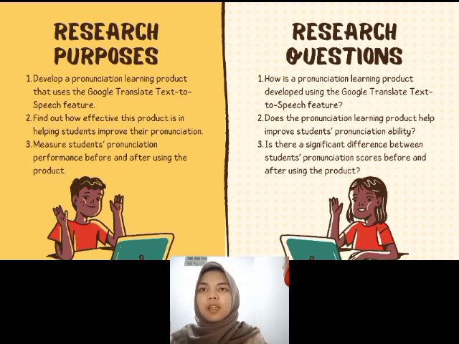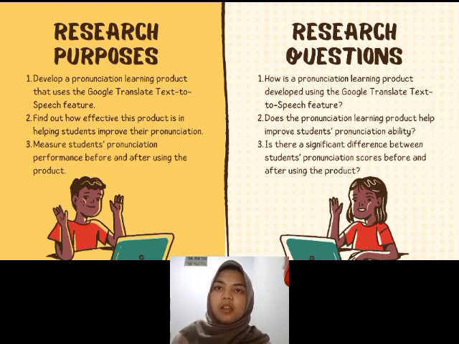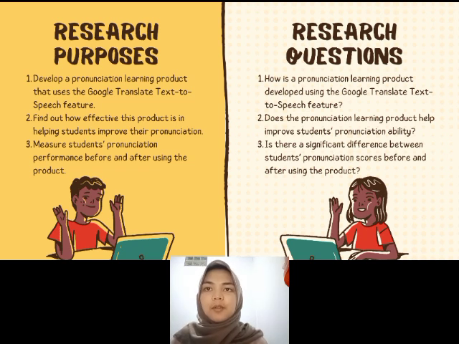For the research questions, based on the objectives, there are three questions. Number one, how is a pronunciation learning product developed using the Google Translate text-to-speech feature? Number two, does the pronunciation learning product help improve students' pronunciation ability? And number three, is there a significant difference between students' pronunciation scores before and after using the product?